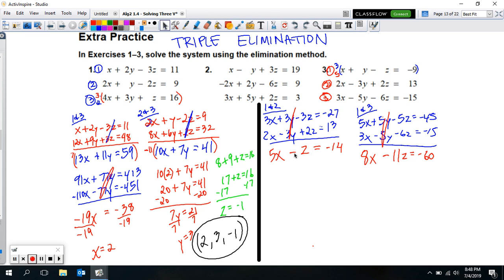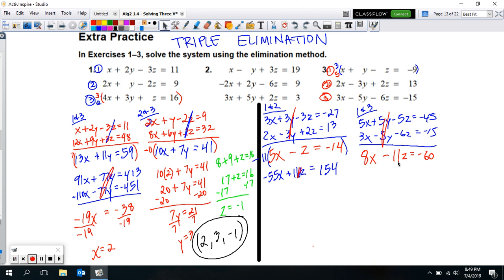To cancel out the z, all I need to do is multiply this equation here by a positive 11. That way it's opposite of negative 11. So this whole equation we're going to multiply by a negative 11, so that way it will become a positive 11. So negative 11 times 5x is negative 55x, and then we got negative 11 times negative z is our positive 11z. Negative 11 times negative 14 is positive 154.